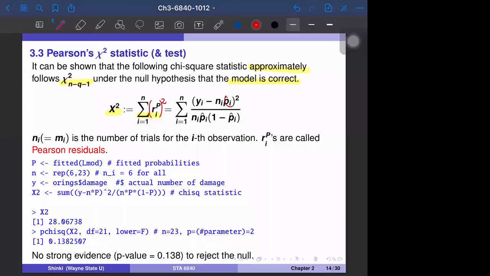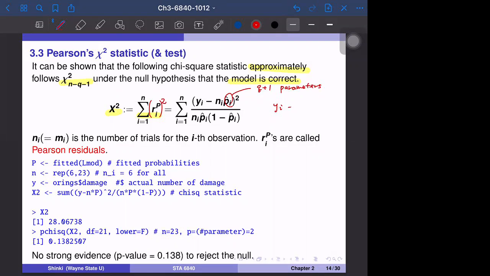Basically, pi hat has q plus 1 parameters, because the fitted value pi hat is explained by the q predictors plus the intercept. So we have q plus 1 parameters. And also, yi is the sample proportion, or maybe the count, out of some fixed number of trials, so this is approximately normally distributed.